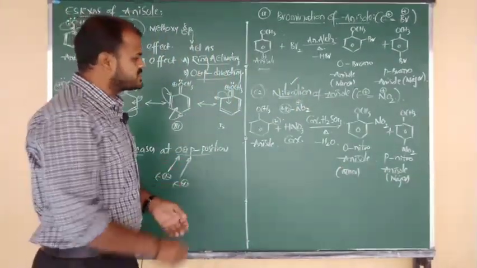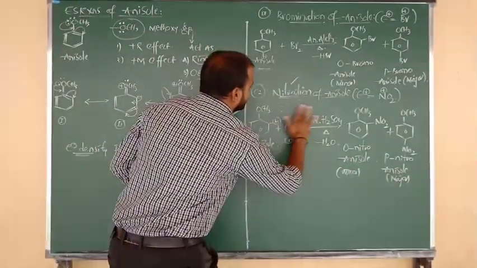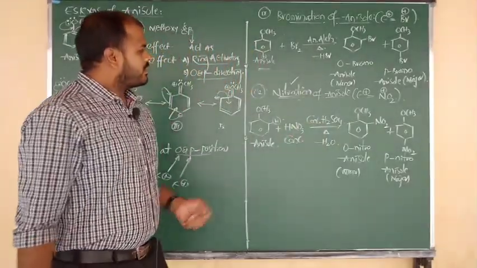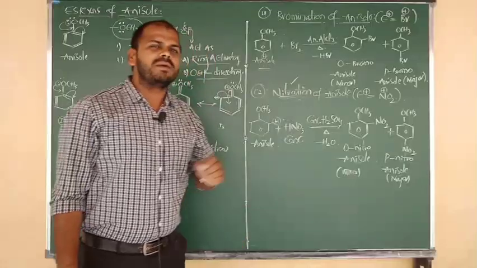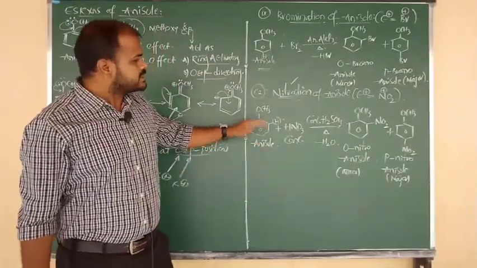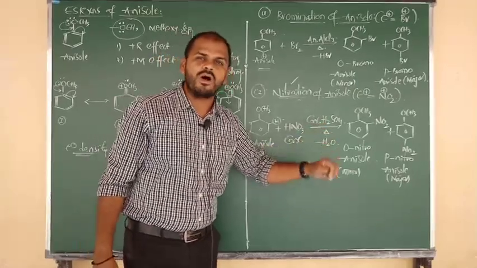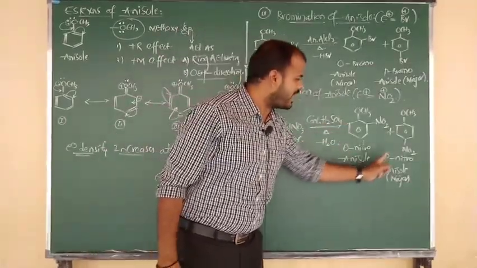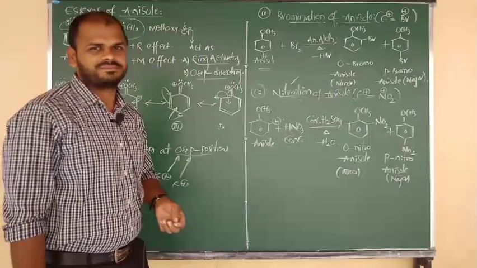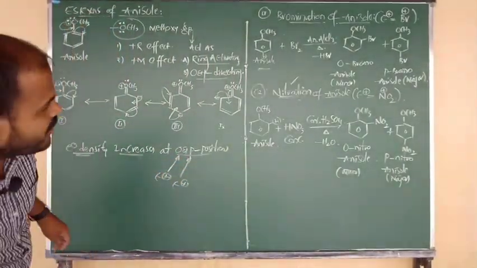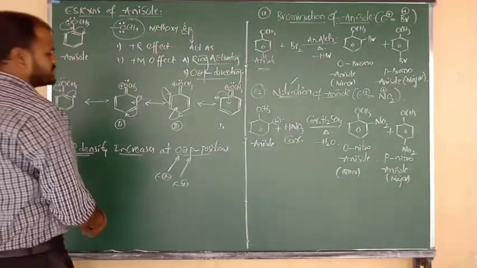So once again I want to say the statement. Nitration of anisole. What is meant by nitration of anisole? Anisole on reaction with nitration mixture is going to form ortho-nitroanisole and para-nitroanisole. Okay, beta? Sure. So next, come on, tell me what may be the third electrophilic substitution reaction.